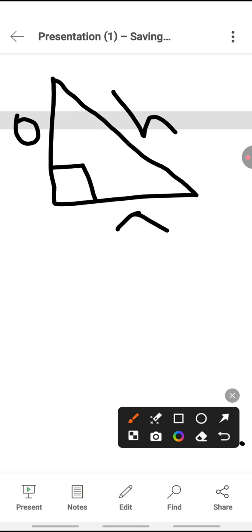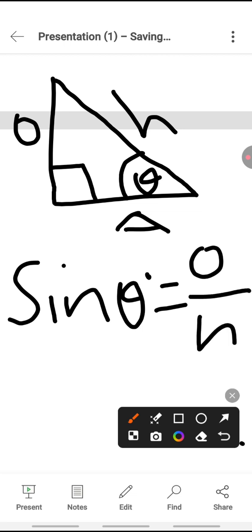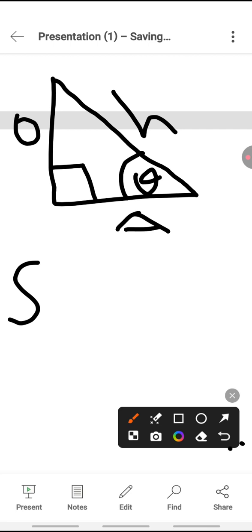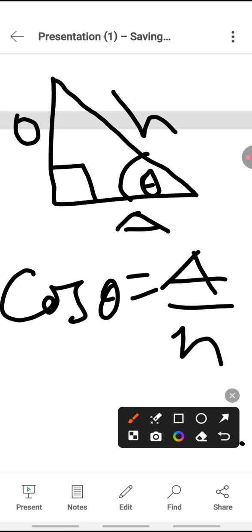So let's say this is our A. Now, let's say this angle is angle theta. So sine of theta is always equal to the opposite, which is O, over the hypotenuse. That is sine. And then cos is associated with the adjacent side. So cos theta will be equal to adjacent over hypotenuse. Whatever the value of A will be, you just put it where it is. So this is the formula for cos. Cos is always associated with the adjacent side, and sine is always associated with the opposite side.